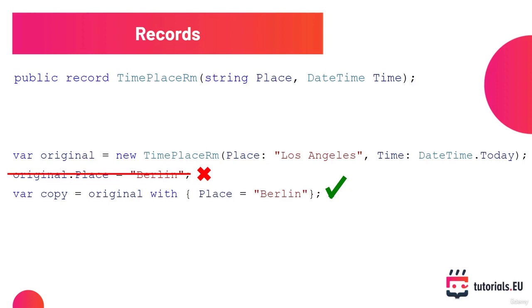What we can do, and this brings in a new keyword only for records, is copy the original record and say original with, and then change the place. This will create a copy of the instance but with other values.